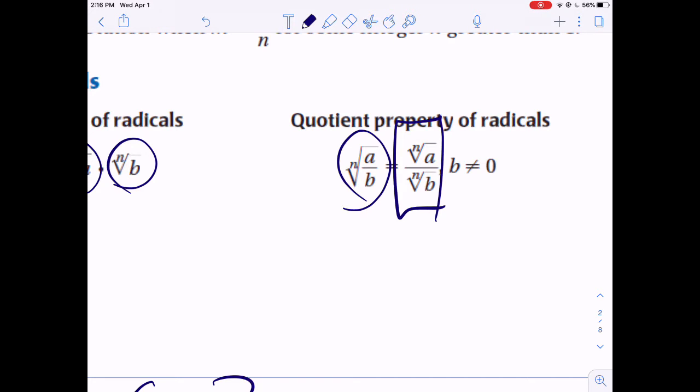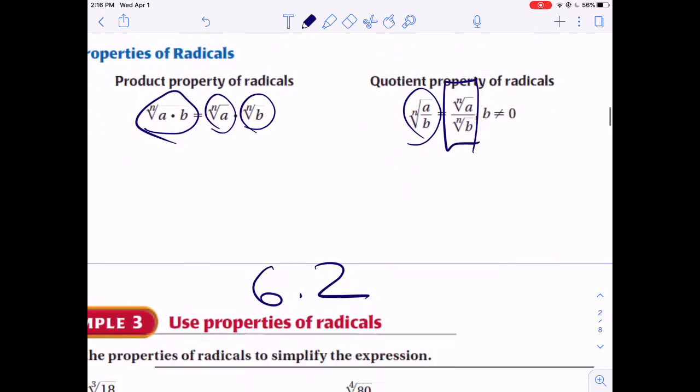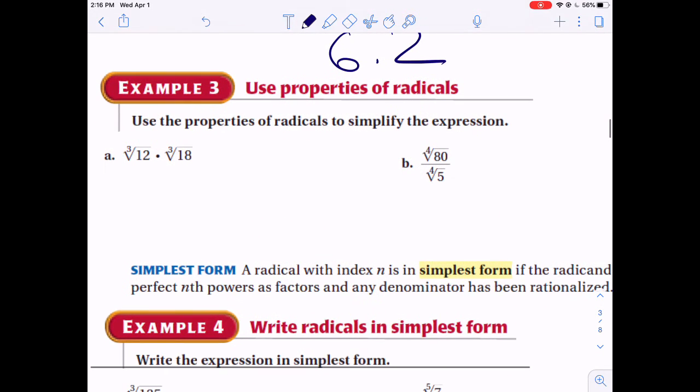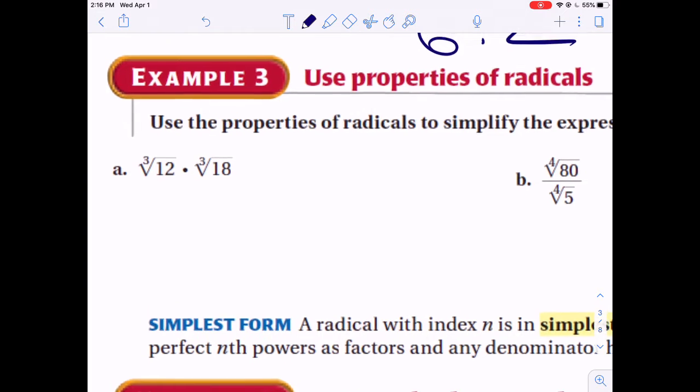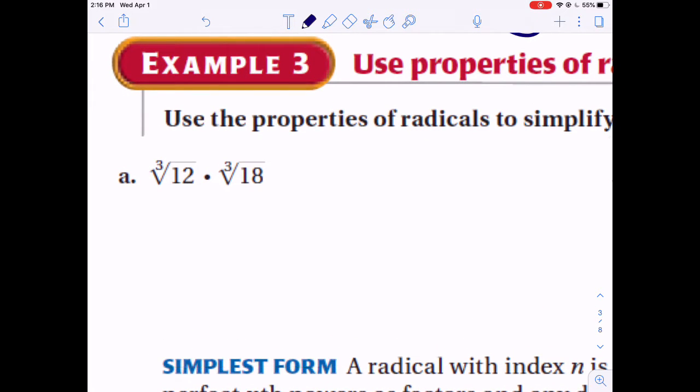This part's not quite so easy, but if you do a few examples, you'll catch on to what we're trying to do. So example 3, using properties of radicals, use the properties of radicals to simplify. So you're looking at this, and you're probably thinking, well, there's no cube roots in 12 that are factors of 12. I can't think of any. Nor are there any for 18.